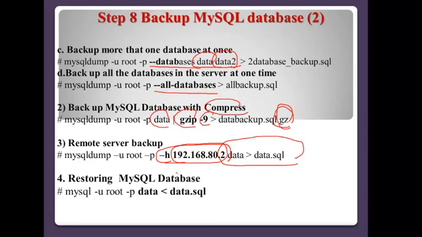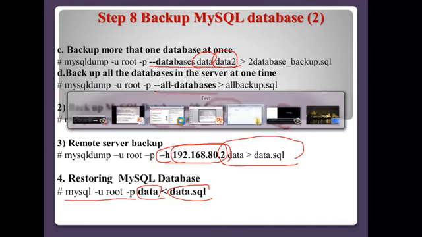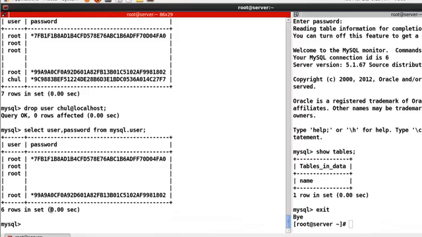Number 4, restoring a MySQL database. After we back up, sometimes we need to restore the database. In this case, we can use it like this: mysql -u root -p, then the database name and the database's SQL statement file. Then we can restore the databases which have some problem like this. Okay, then let's test this too.